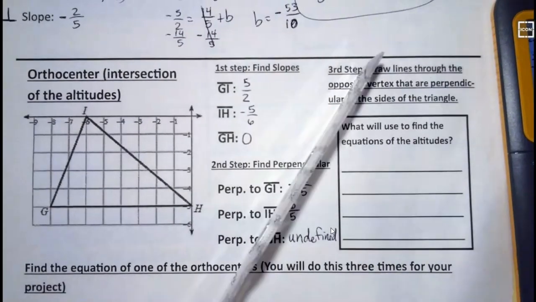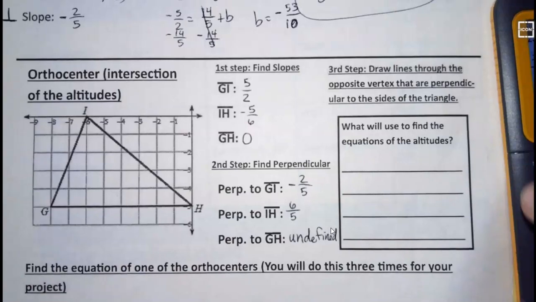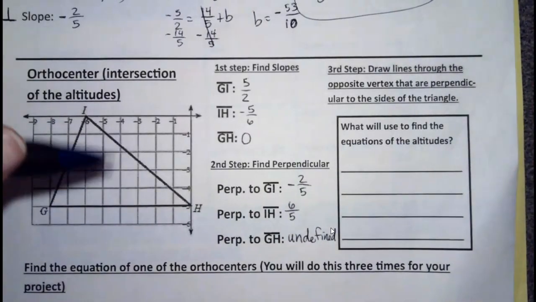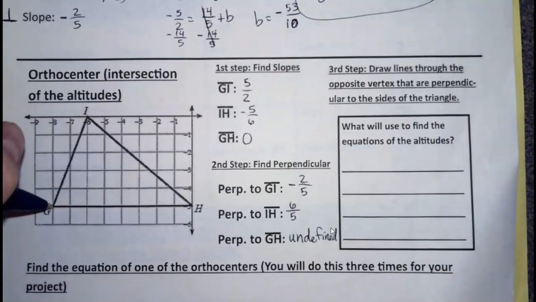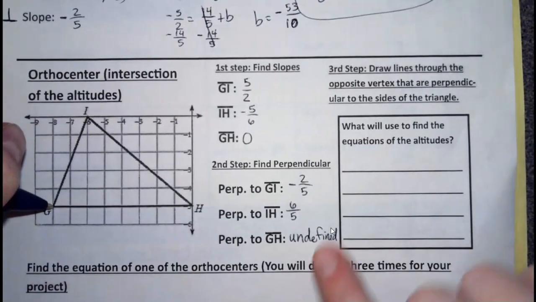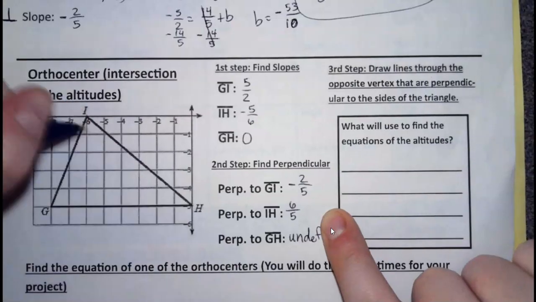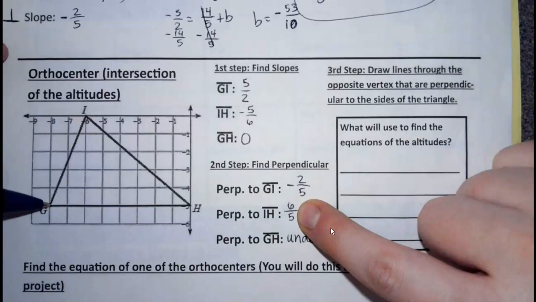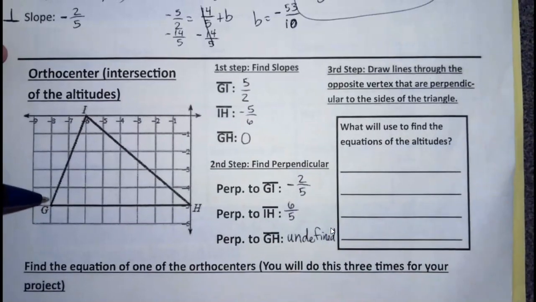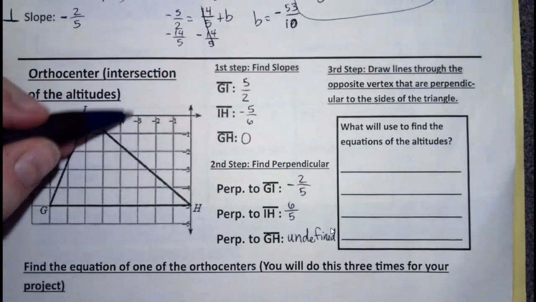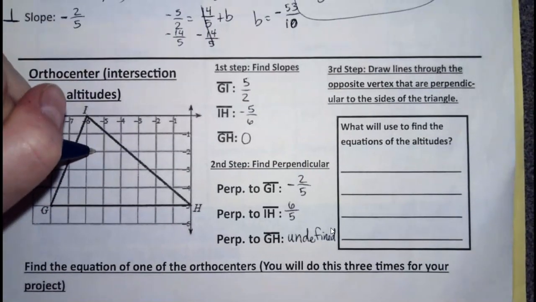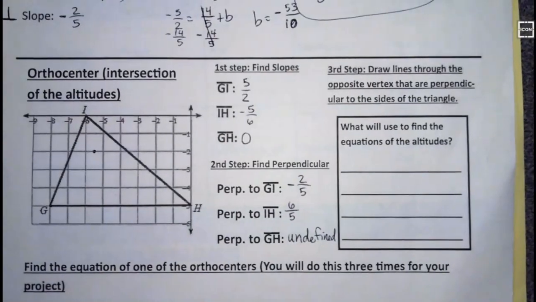All right, we're going to read this. Draw lines through the opposite vertex that are perpendicular to the sides of the triangle. All right. So we're going to start at this opposite vertex. I'm going to start at G, and then I want to find the one that's perpendicular to IH. So we're going to use 6/5. Starting at G, if we go up 6 and over 5, we'll be off the graph, so I'm just going to do half that much. Up 3, over 2.5, and I'm going to draw that line.